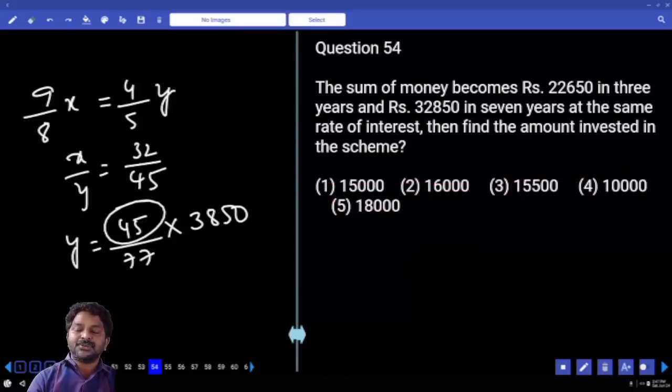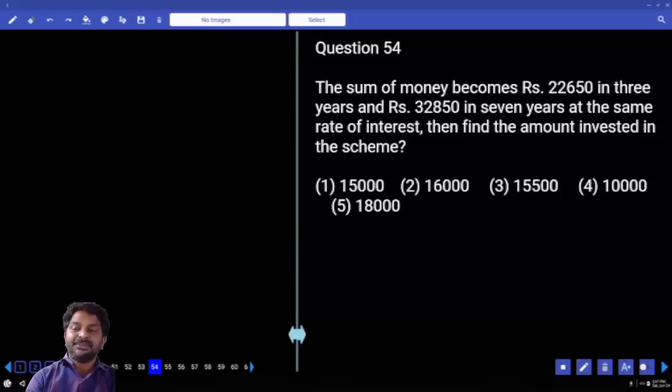The sum of money becomes 22,650 in 3 years and 32,850 in 7 years at the same rate of interest. Find the amount invested in the scheme, right? So which type of interest is this? Simple or compound? If it is compound, they have to mention it. If not mentioned, by default it is simple. Even if it is mentioned as compound interest, we have different types: compounded annually, compounded half yearly, compounded quarterly. If it is compounded half yearly or quarterly, they have to mention. If not mentioned, by default it is compounding annually, yearly.